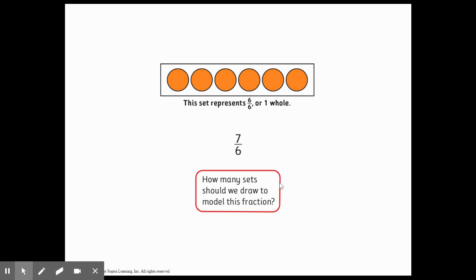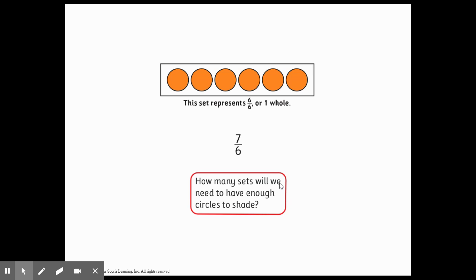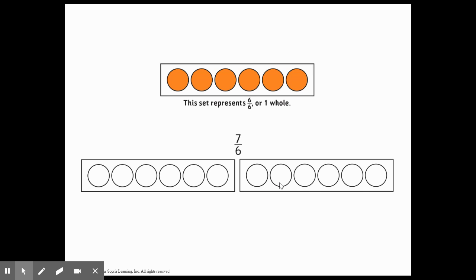Let's model 7/6. How many sets should we draw to model this fraction? Because 7/6 is an improper fraction, we need to draw more than 1 set. The numerator is 7, so we will shade 7 circles. How many sets will we need to have enough circles to shade? There are only 6 circles in 1 set, so we will need 2. Finally, we shade 7 circles. Remember that 7/6 can be written as 7 times 1 over 6.